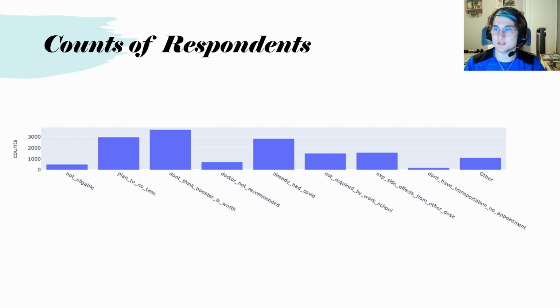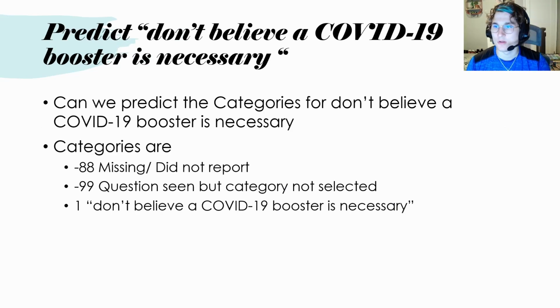So I'm going to focus right now on the respondents that didn't think the booster was worth it and see if I can predict that value based on other columns in the data set. There are 3 categories that we're going to try to predict for the reason why people didn't get a COVID booster because they didn't think it was necessary. The 3 categories are negative 88, missing or did not report; negative 99, question seen but the category wasn't selected; and 1, the actual reason, don't believe a COVID-19 booster is necessary.